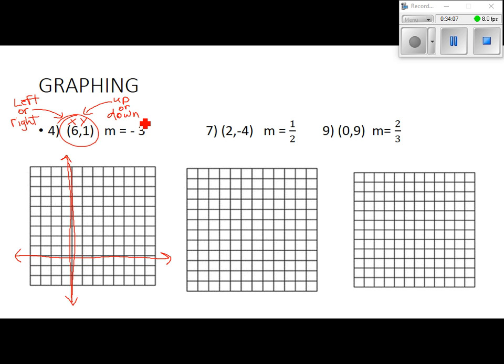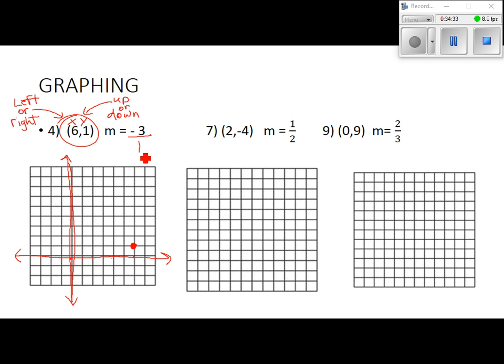So how am I going to graph the point 6, 1? Right 6: 1, 2, 3, 4, 5, 6. Up 1, and put a point. That's our first point, the point that we're starting with. And then what does this slope tell us? First thing, if I have a slope that's a whole number, I should probably put what underneath it? Over 1. Then I have my rise and my run.